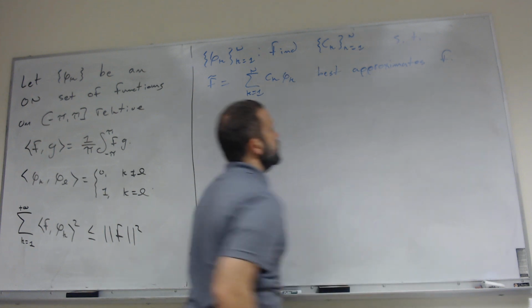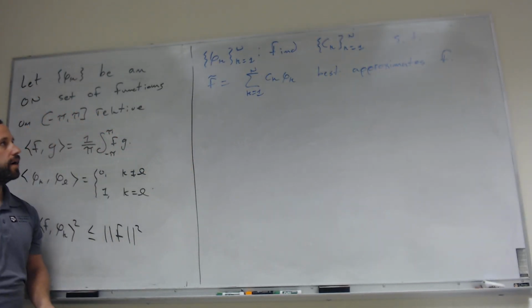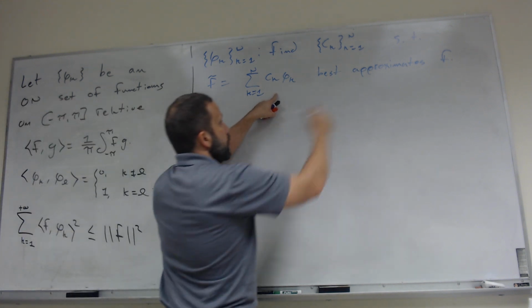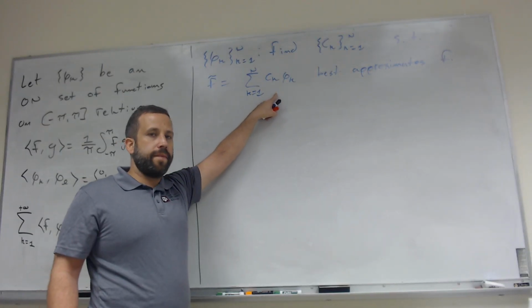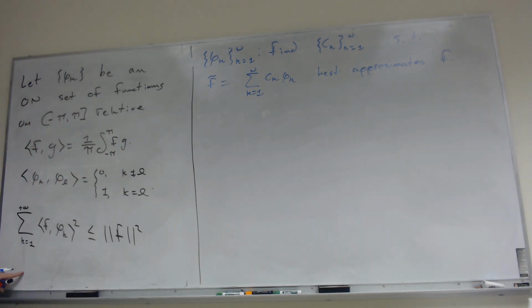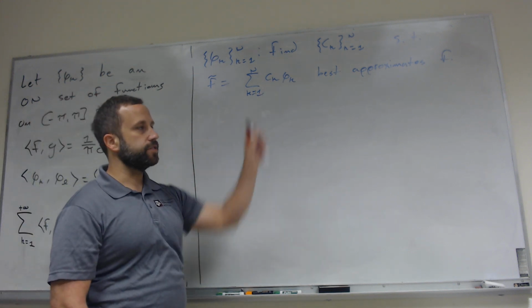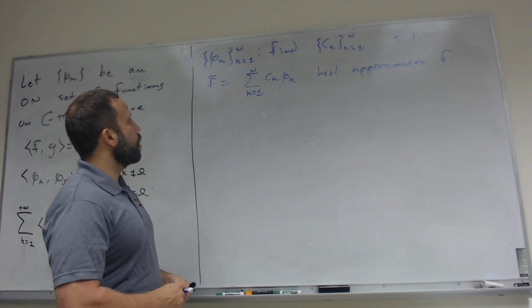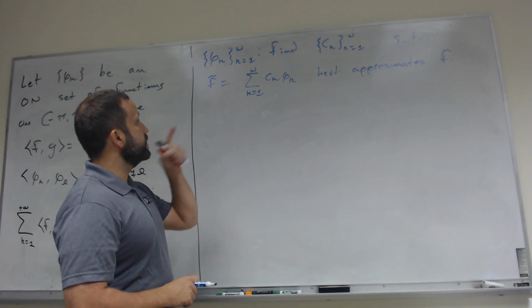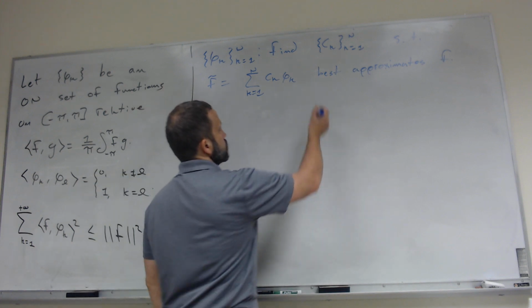I want to find the sequence of coefficients that best approximates f. Now maybe from the look of it, this has nothing to do with this inequality, but just go with me. In fact, the main part of the proof is going to be showing which ck's do this. All right, so we want to find the ck's such that this best approximates f.